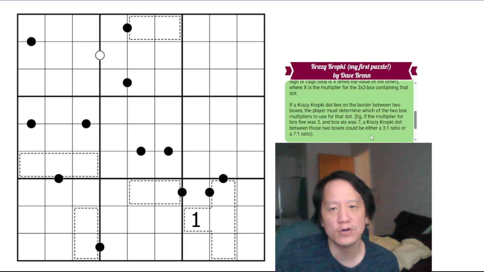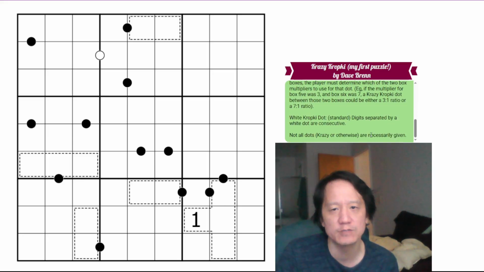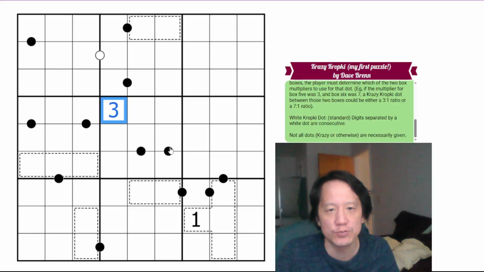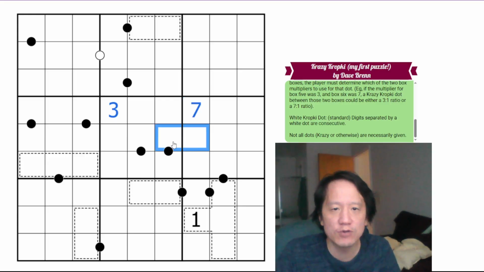For crazy Kropki dots that lie on the border between two boxes, the player must determine which of the two box multipliers to use. For example, if the multiplier for box 5 was a 3 and box 6 was a 7, a crazy Kropki dot between those two could be in a 3 to 1 ratio or a 7 to 1 ratio.